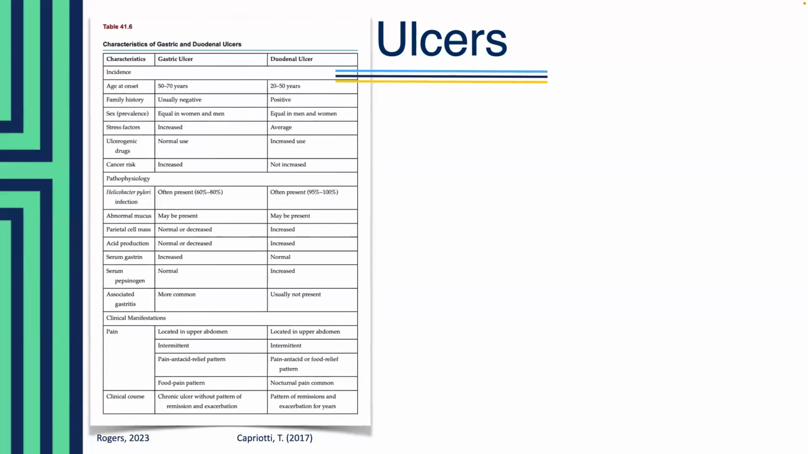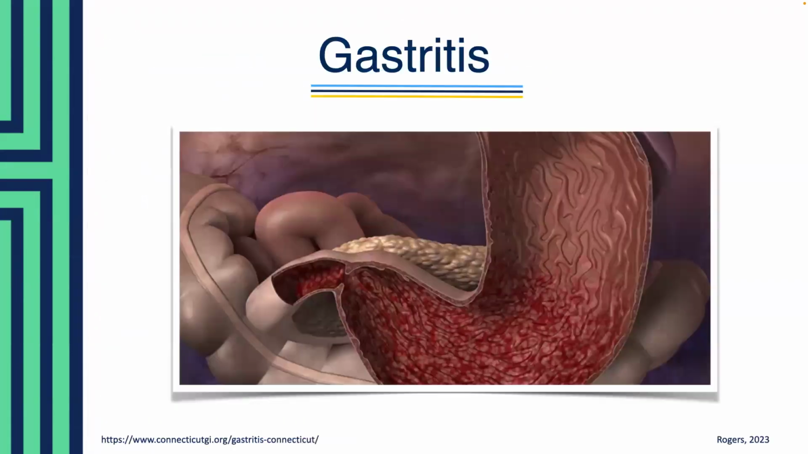And it compares the characteristics of gastric and duodenal ulcers. So I think it puts it together nicely and goes over it pretty clearly. So take a peek at that. Make sure you review it a little bit more. We're going to move on to the next topic, which is gastritis.